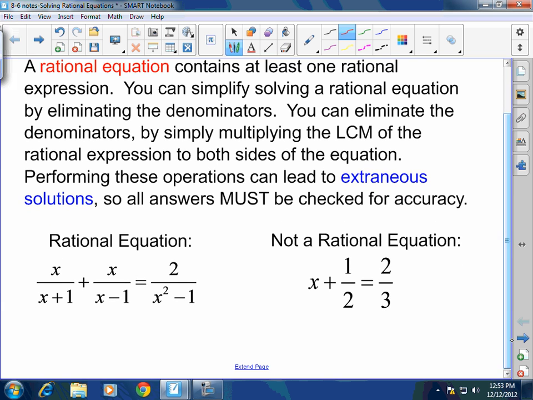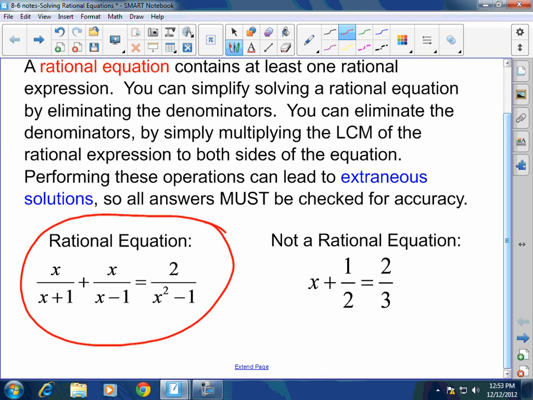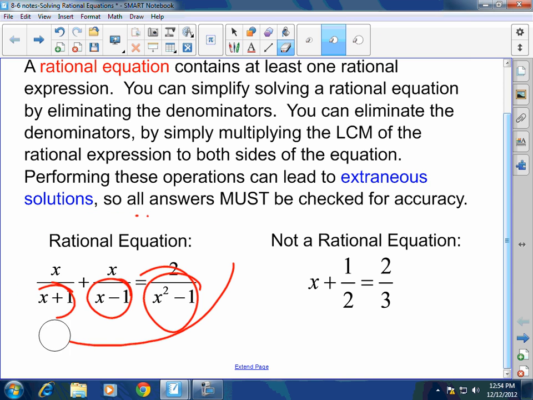As far as what a rational equation looks like, okay, this is a rational equation. It has to contain at least one rational expression. And remember that a rational expression is a situation where you have a polynomial in the denominator. Since you have x plus 1 here in the denominator, and here, and here in the denominator you have binomials, that is going to be a rational equation.